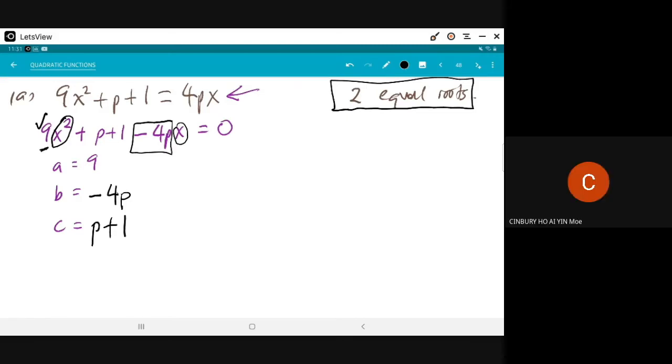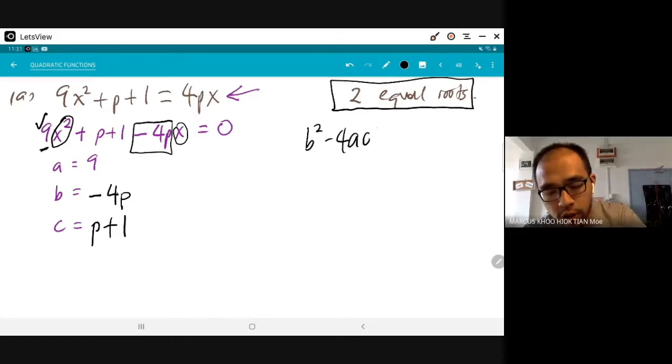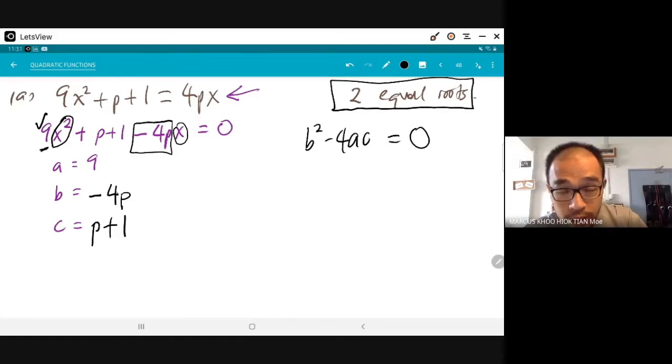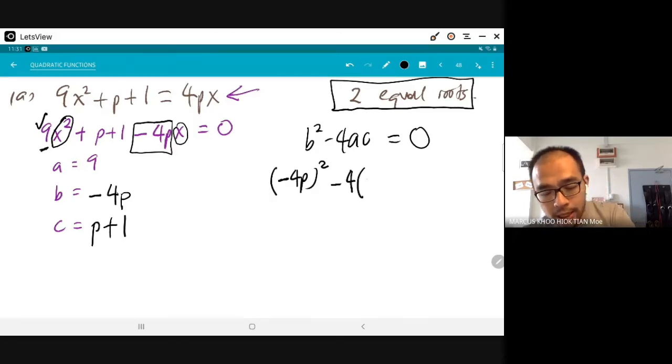In terms of b squared minus 4ac equals 0. Okay, very good. So what you do now is you put this in. Let's say, for example, I put everything in: negative 4p. Remember, guys, if there's a negative, make sure you square it. Minus 4 times A is 9 and C is p plus 1 equals 0.